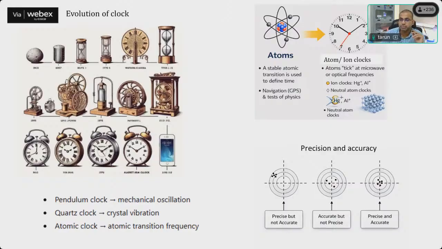Now, why is it more stable in the case of the atomic clock? Because it is natural. The energy levels are natural compared to the other clocks. We'll also discuss that. What is the difference with the other clocks?